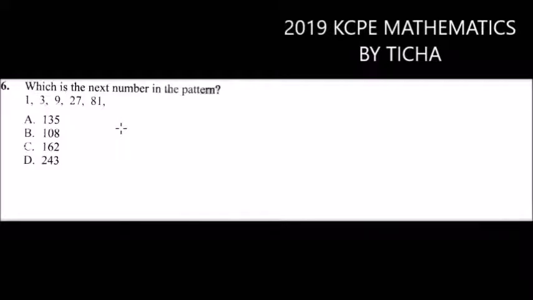So if you look at our pattern here, we have 1, we have 3, we have 9. If you multiply 1 times 3, you get 3. If you multiply 3 times 3, you get 9. 9 times 3 is 27. 27 times 3, you get 81. So the next number is 81.